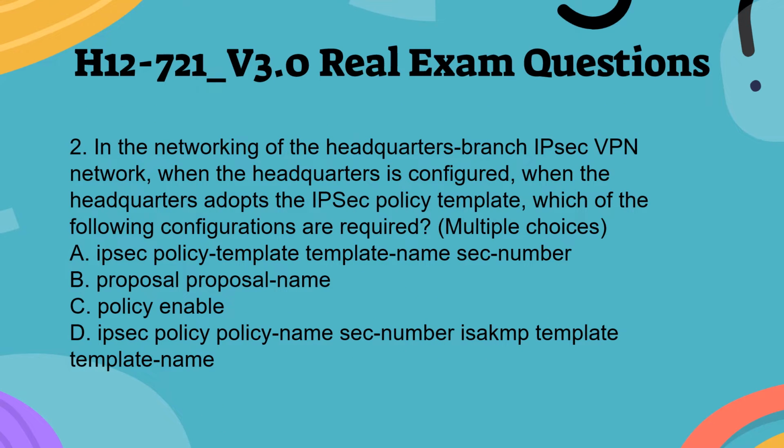2. In the networking of the headquarters-branch IPsec VPN network, when the headquarters adopts the IPsec policy template, which of the following configurations are required? Multiple choices. A. IPsec policy template name and sequence number. B. Proposal name. C. IPsec policy enable. D. IPsec policy name, sequence number, isakmp template name.